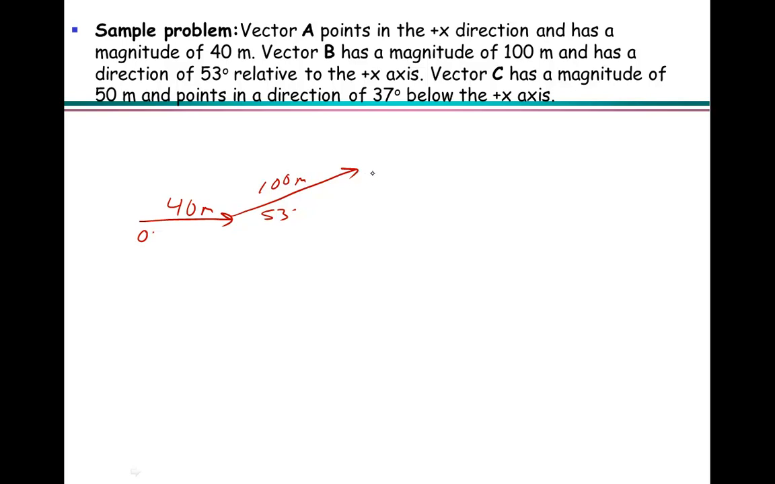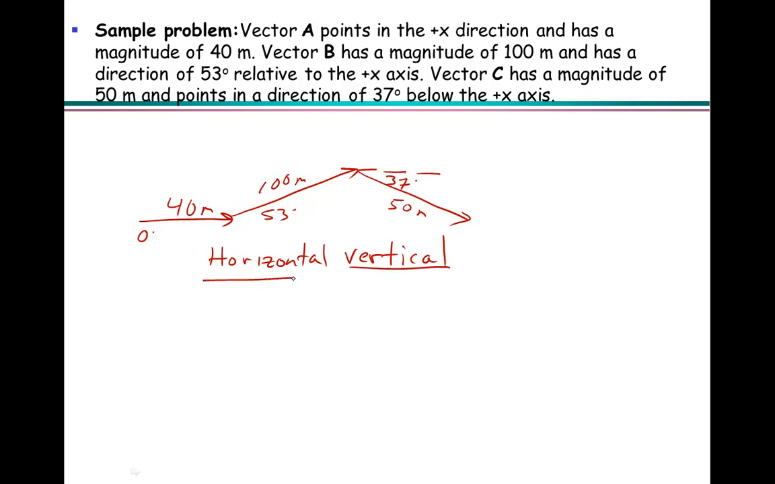So we'll start there. If we had an x-axis and we had to go below it, we would go like that, and this would be 50 meters. Obviously, this is not to scale. And right here is the 37 degrees. So we're going to use this little setup here to look at how to solve for the horizontal and the vertical vectors.